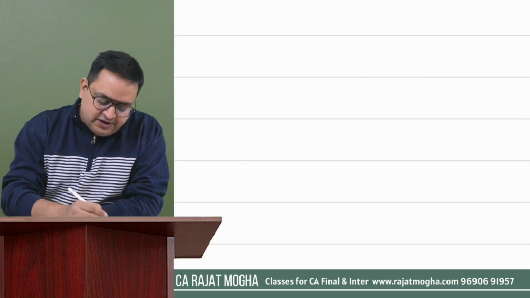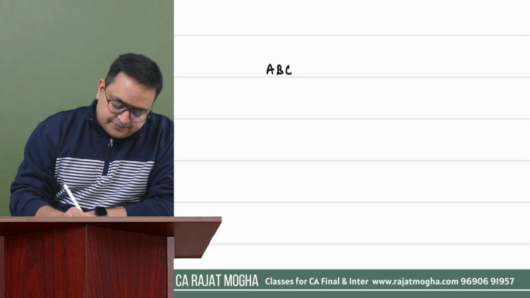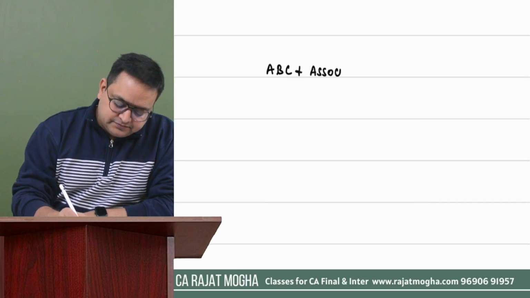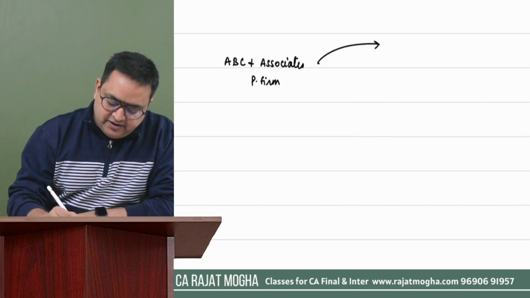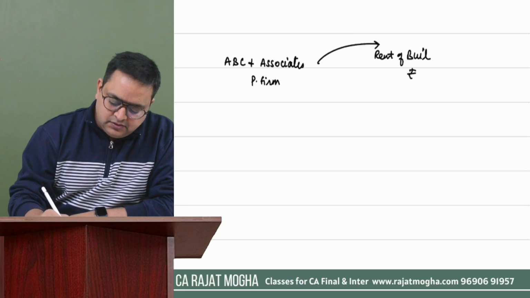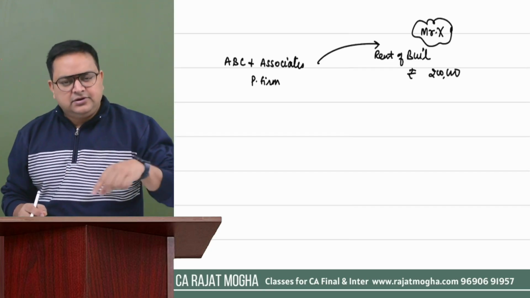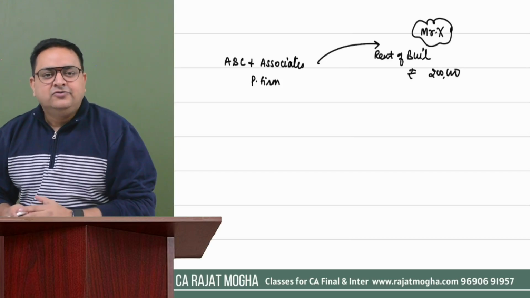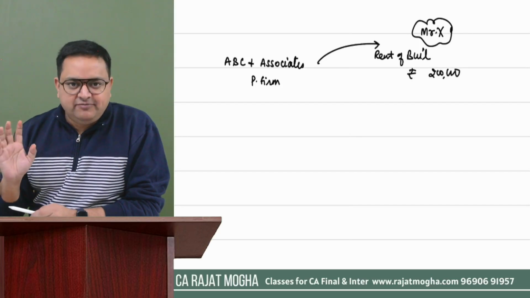Let's say there is a question in your examination. Let's say this is ABC and Associates. It's a partnership firm, and they are giving rent of building rupees 2 lakh to Mr. X. So Mr. X is receiving rent of building 2 lakh. No TDS. It's not per month, that is for the entire year. So if it is just 2 lakh rupees, no TDS will apply. But if this would have been more than 2,40,000, TDS would have been applied.